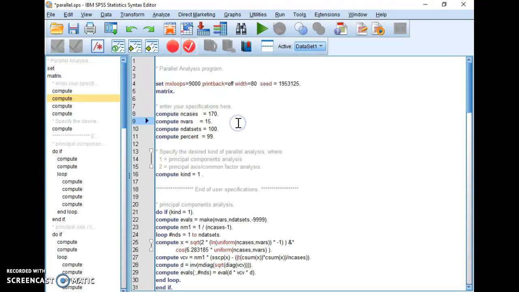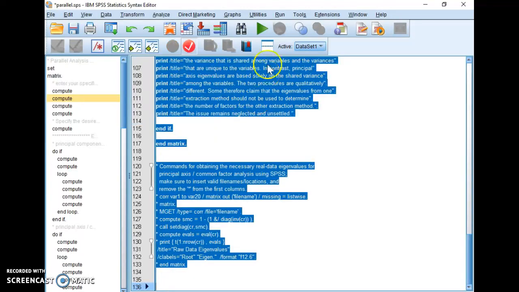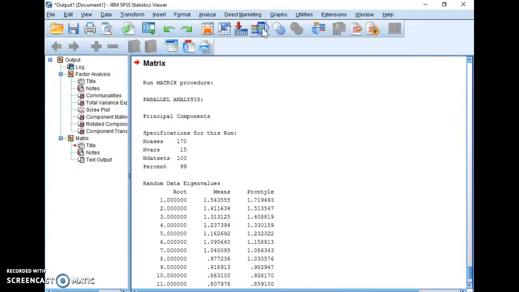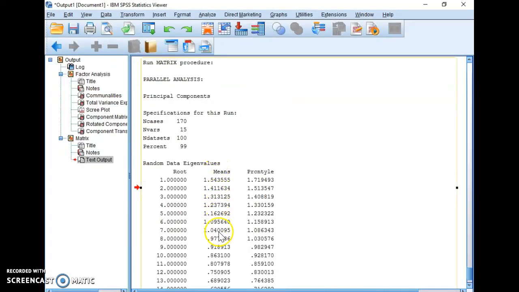Do all of that, and then we're going to highlight it. So Control All, highlight everything, and we're going to hit this play button right here. So we now have new eigenvalues. Those are the ones right here in the middle. So these eigenvalues, we're going to see which ones compared to the PCA that we are looking at.